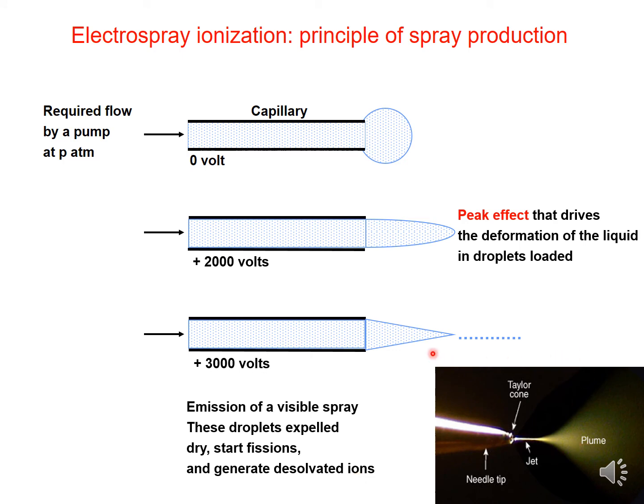Here you have the representation of this spray, and you see this is a visible spray. Here you have the Taylor cone represented. So here this is the needle tip. In that needle tip you have the capillary. The droplet is here, and we have the jet, the Taylor cone. After that we have the jet, then the formation of the spray, and here we have the plume corresponding to the desolvated ions.